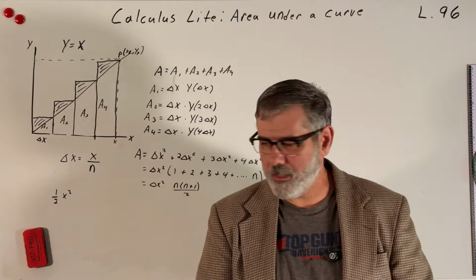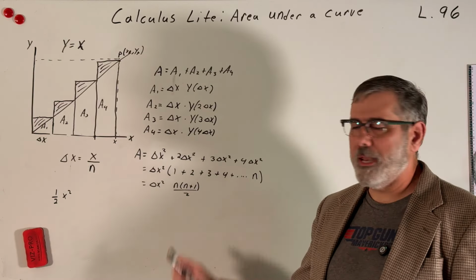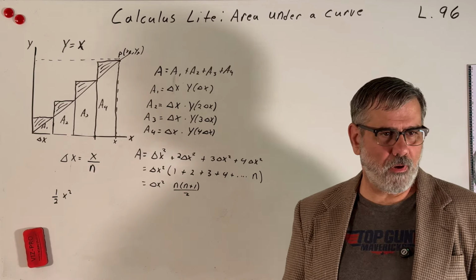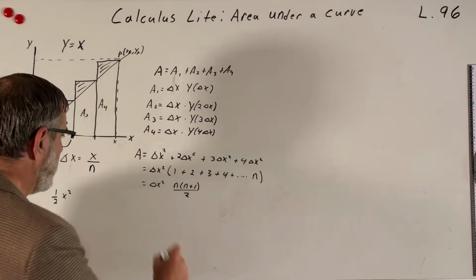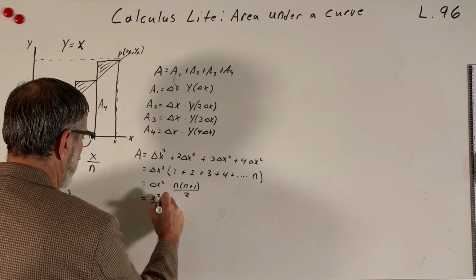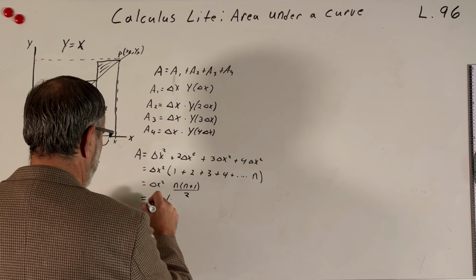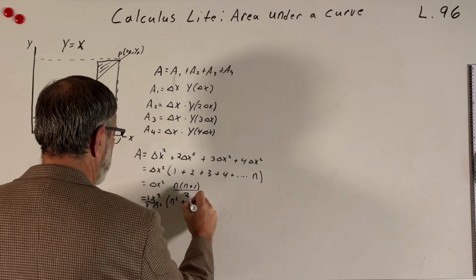So if you were to pick a really large number, like say, instead of 4, let's just use 10, right? So we get 10 times 11, which is 110, over 2, 55, right? So let's substitute in for delta x squared, right? Delta x squared is equal to x over n. So that's x squared over n squared, right? Times the quantity, and we'll put the half over here, and we'll have n squared plus n.